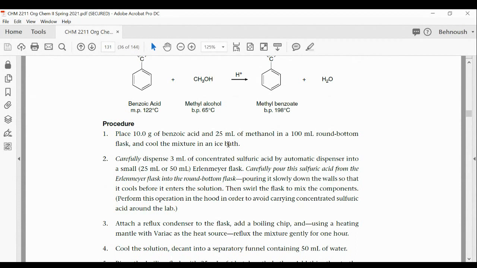I'm not sure. When I read that part, I wasn't sure why we place it in the ice bath. I want to say it's to prevent it from reacting or to slow down the reaction, because we're using a catalyst in this reaction. I'm not sure.